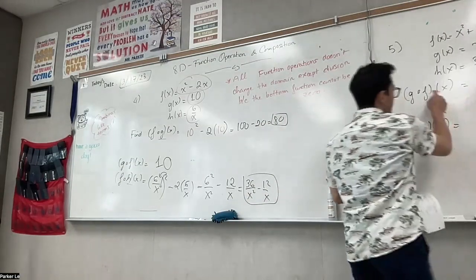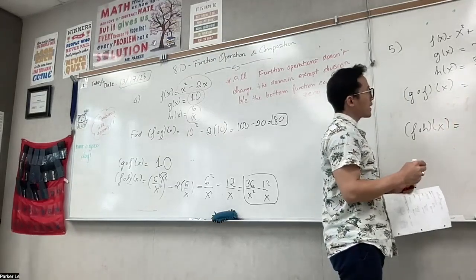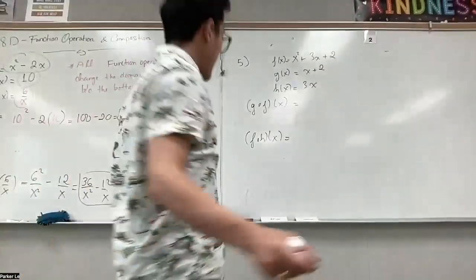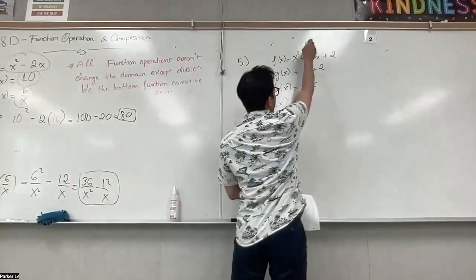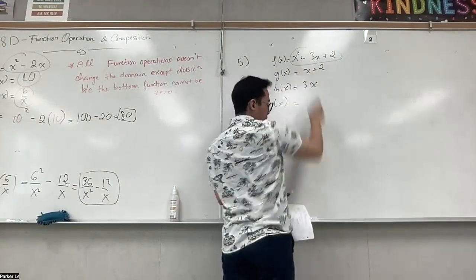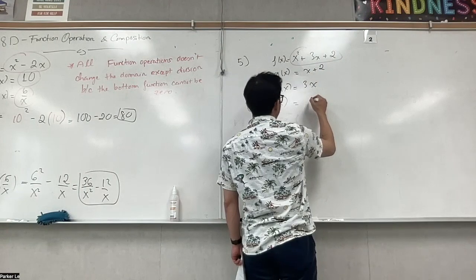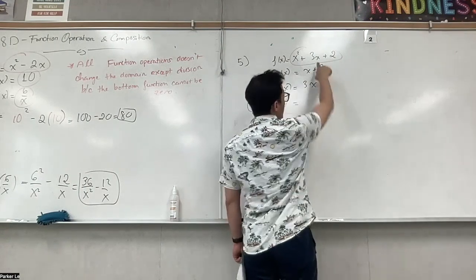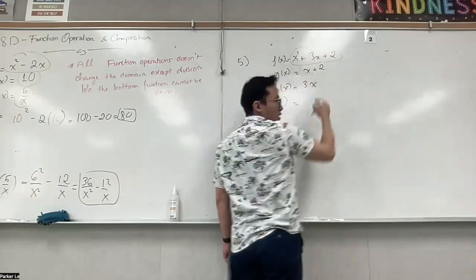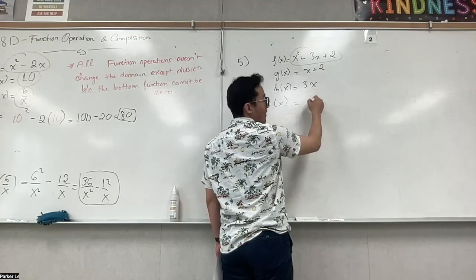Brian. G of F of X. Which one do you plug into which one? You're plugging F into G. Very good. So F is this whole thing, right? You're going to plug it into G. So wherever I see X on here, you plug it into this. So tell me what do I write? You plug the whole thing into the X of G. Wherever I see X, you place it like this. So what is it equal to? X squared.